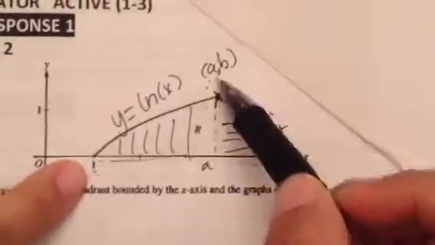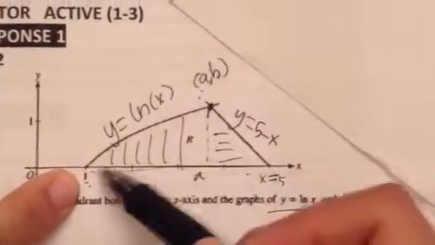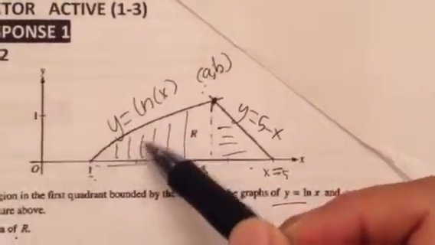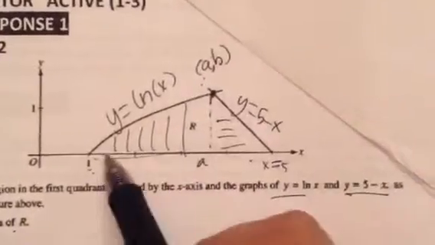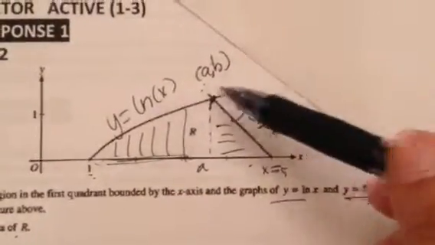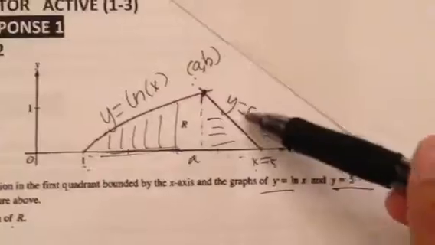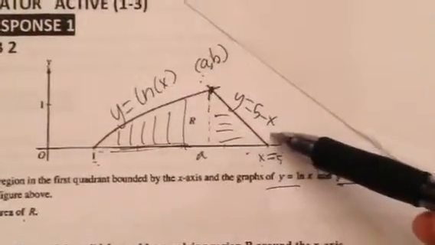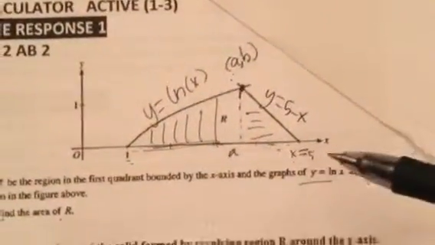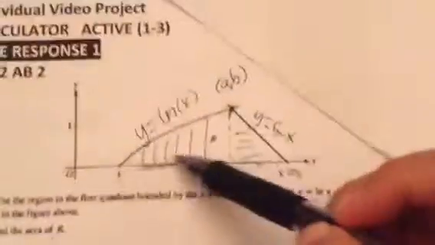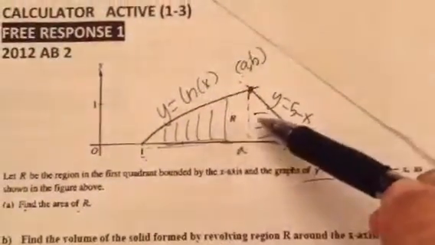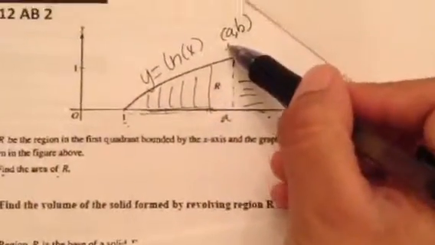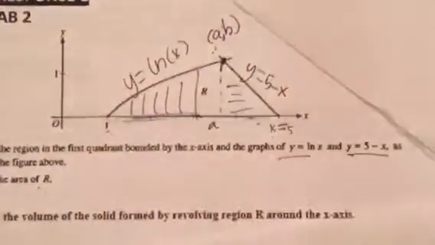So from 1 to A, point A, the top equation is y equals ln x and the bottom is 0. But then from A to x equals 5, the top equation is y equals 5 minus x and the bottom is 0. So what we're going to have to do is find the area of each piece and then add them together. So to do that, first we have to find out what A and B are.